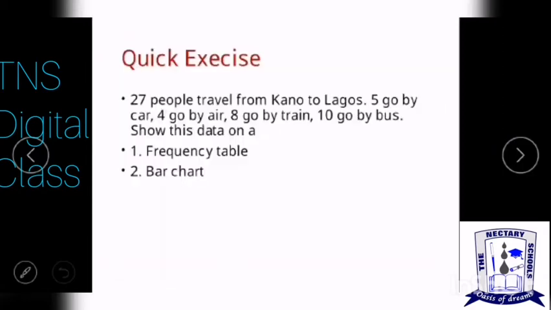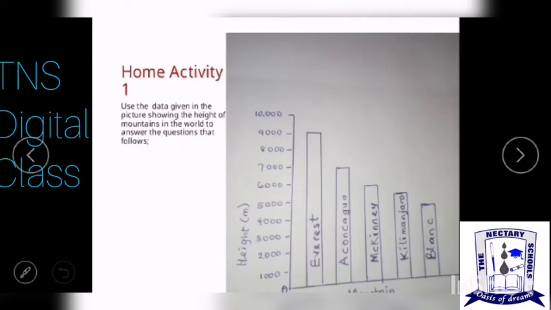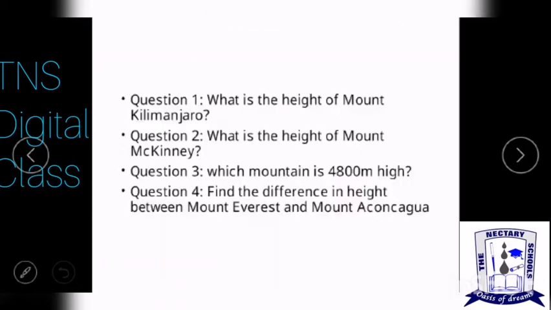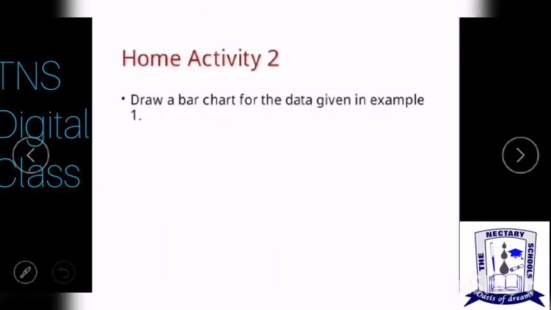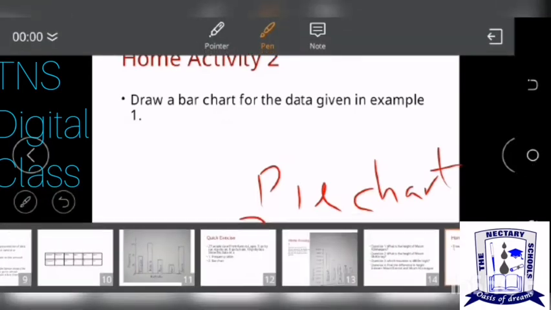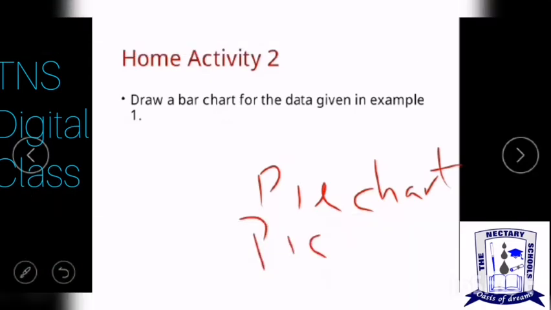That will be the end of today's class. In our next class, we shall be talking about the other types of charts. We shall be talking about pie charts and pictograms. You can as well retake this on your own.